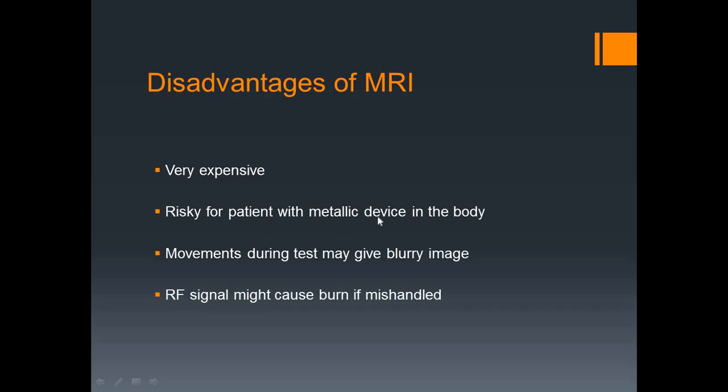It is risky for patients who have a metallic device because MRI is a magnetic device, and those magnets might affect the metallic device in the body. It also has an effect in artifacts, because MRI takes about 25 to 30 minutes to scan, and it is tough not to move in this long period. If we move, it might affect the image and give us a blurry image. And the RF signal is very strong, and if it is mishandled it might burn the body areas.